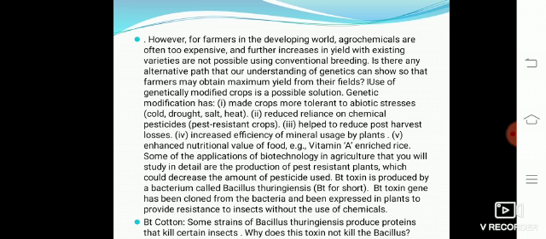Due to the alkaline pH of the alimentary canal of the insect that solubilizes the crystals, the activated toxin binds to the surface of midgut epithelial cells and creates pores which cause cell swelling and lysis and finally cause death of the insect. The toxin is coded by a gene named cry.